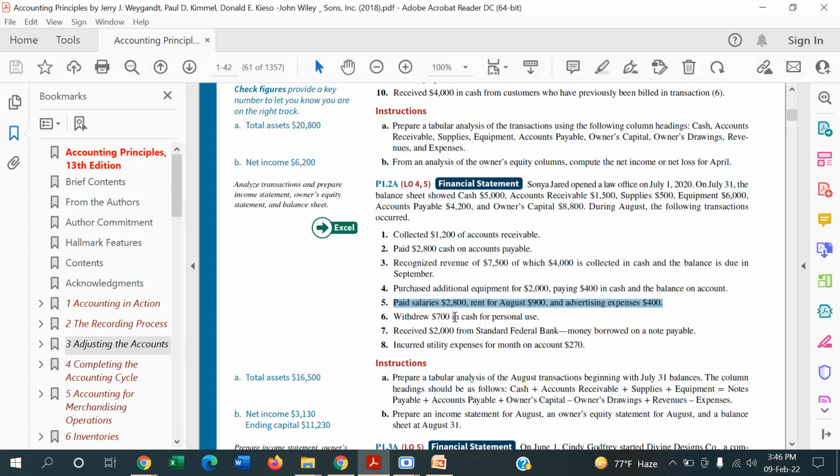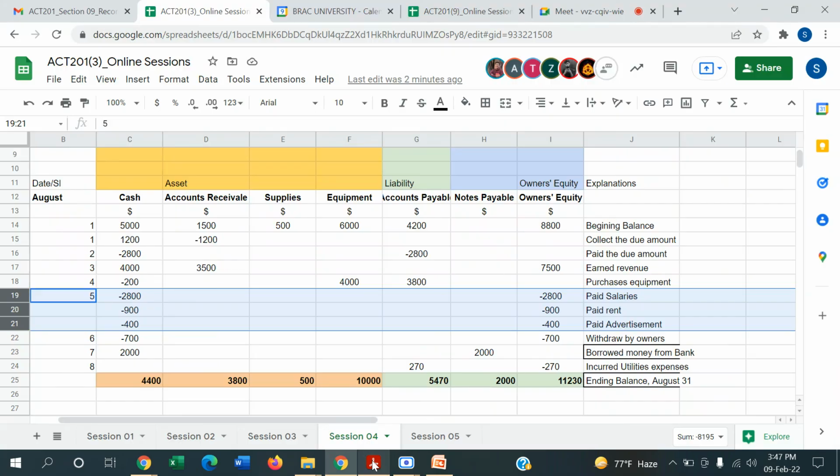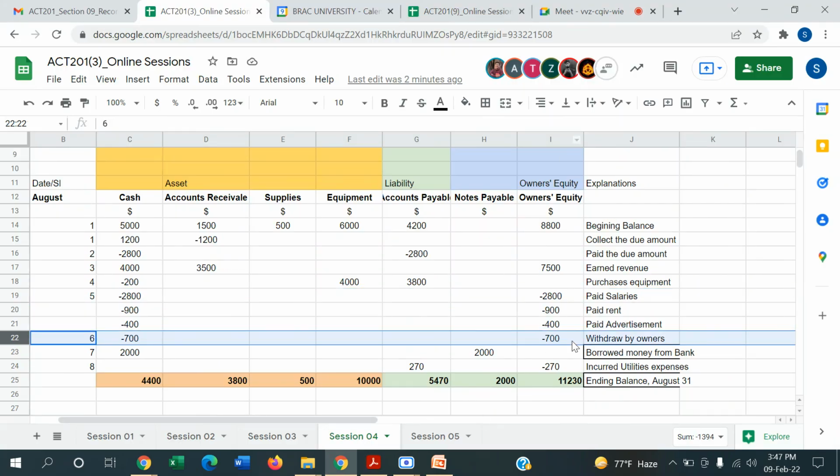Number 6, withdraw 700 in cash for personal use. Can you help me? Owner's equity, in the name of drawings. Okay, yes, sir. So cash will be reduced and drawings increase. That's why owner's equity will be reduced. So cash reduced, owner's equity reduced, withdrawal by owner, $700.